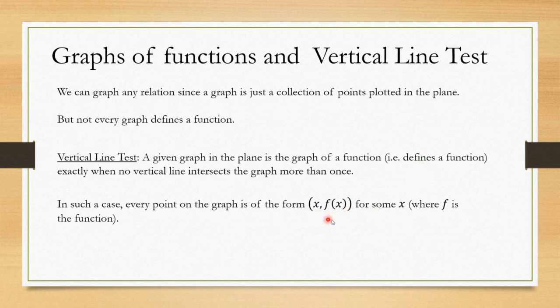Namely, in this case, every ordered pair looks like this. F is just what you call it. F is just denoting the function. You don't have to use the letter F, but usually that's what people use. That's what we're doing here. Let me just pause the recording.